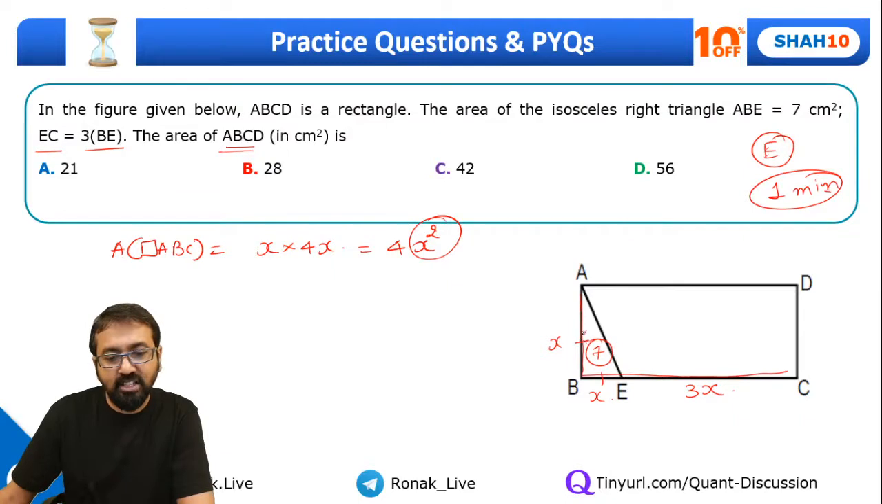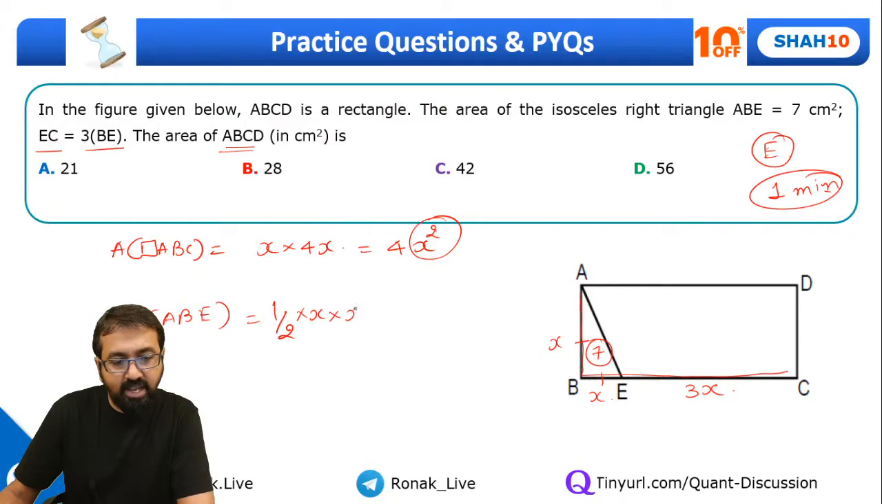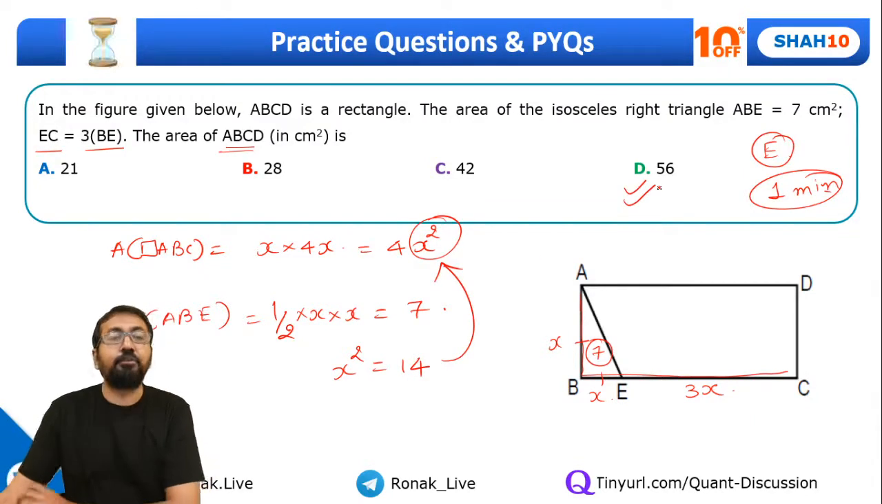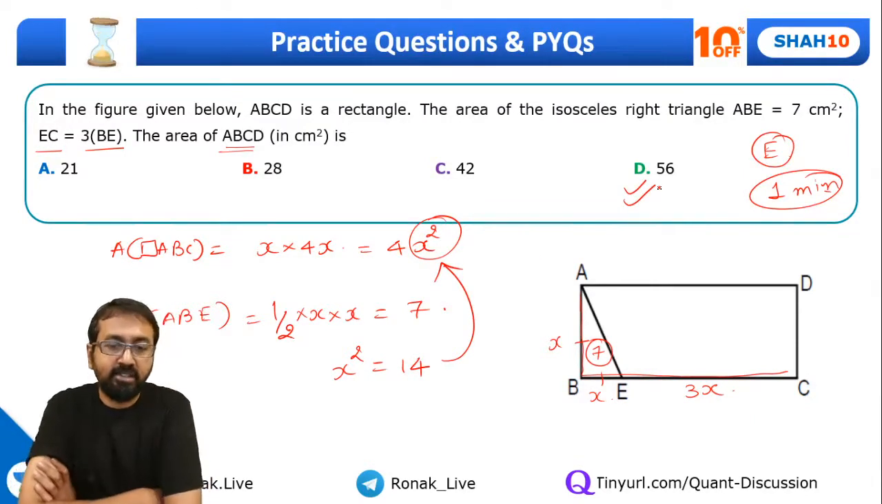And of course we are given the area of triangle ABE. So what is the area of triangle ABE? It is 1/2 base into height, that is X into X, and that is given as 7. So if I solve this, I'll get X square as 14, and plugging in this value of X square over here, you will get the answer as 56, right? So did you all get 56 as the answer? Yeah, show me a thumbs up quickly.